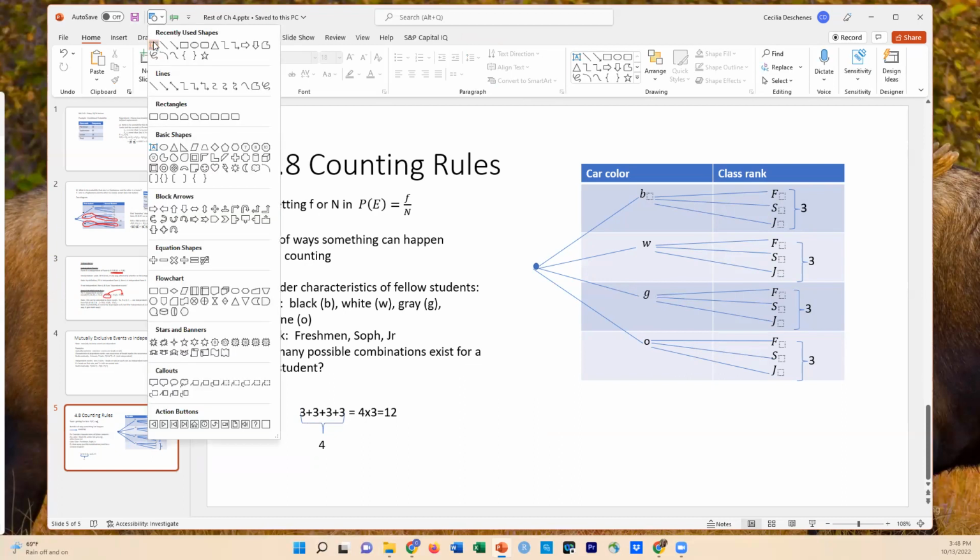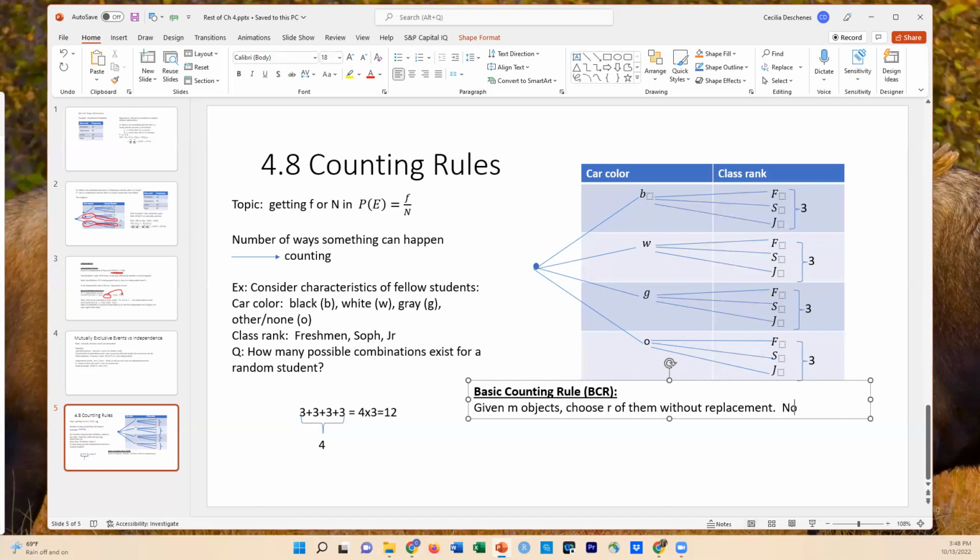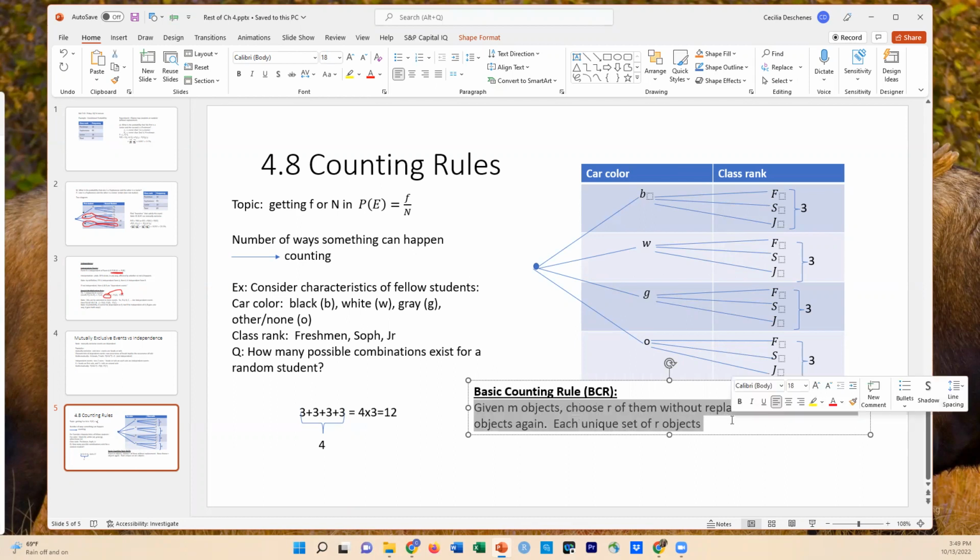And so from this, we're going to get the idea of what we call the basic counting rule.